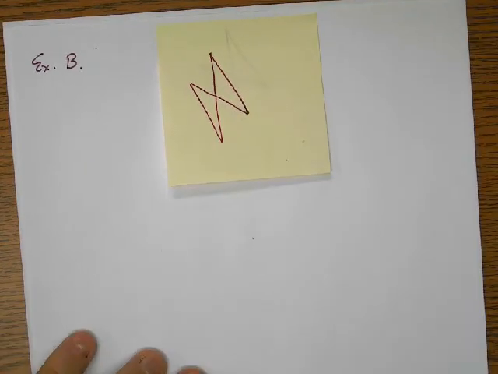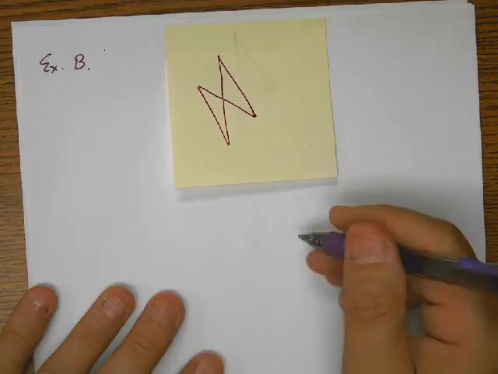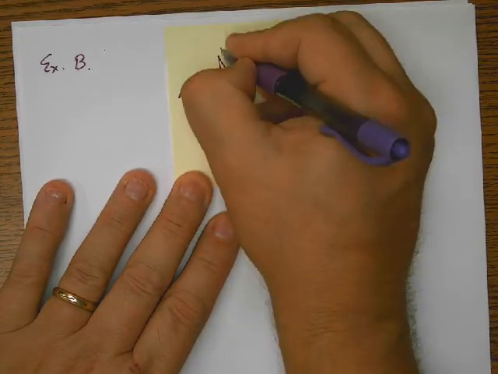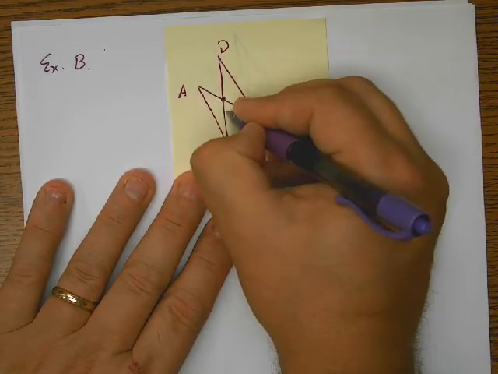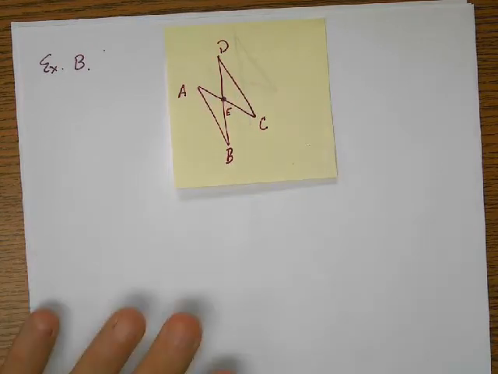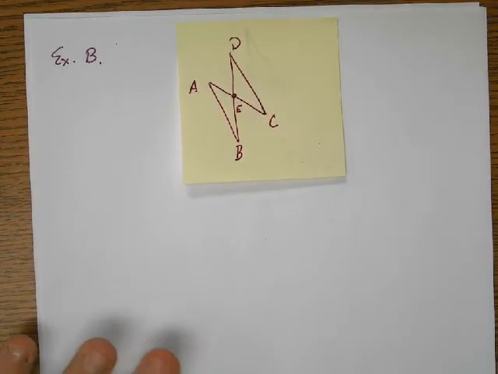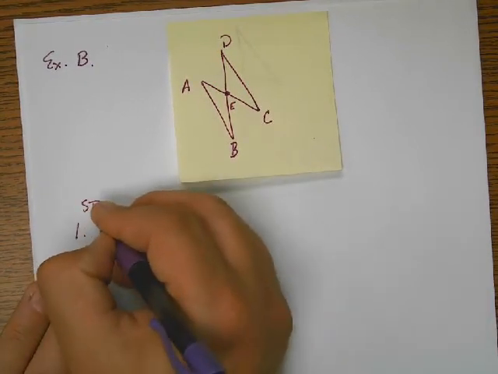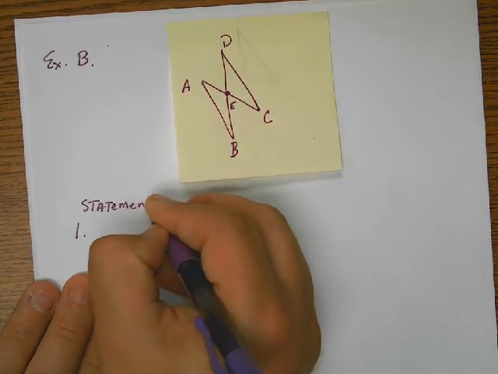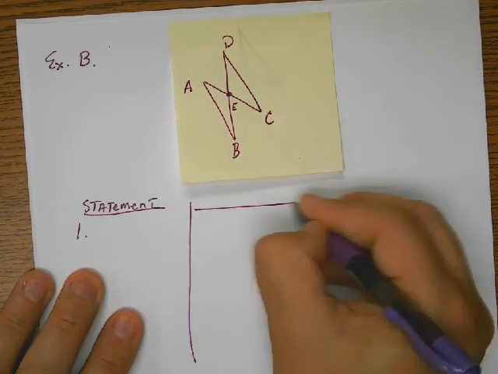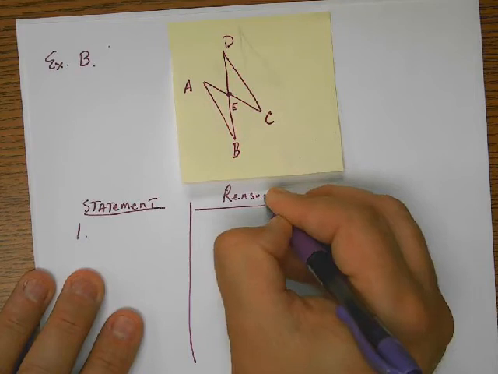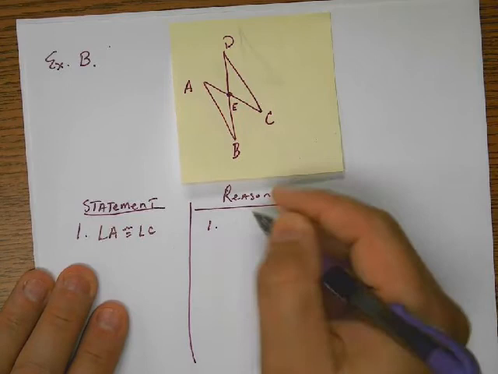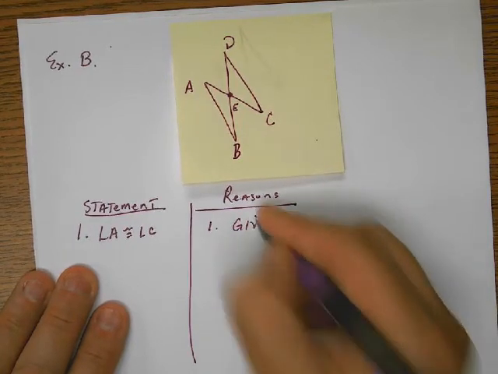Okay, that's better. Still not great, but it's better. Okay, so we got A, B, C, D, and then the point of intersection here is E. Okay, got it? All right, now we're going to do the proof. Chase, what's the first statement that's given in this proof? Angle A is congruent to angle C, and so we're going to write our reason as given.